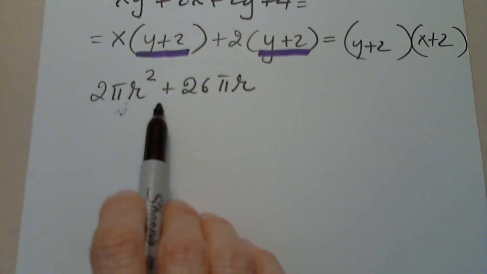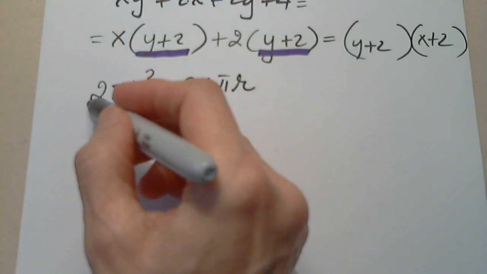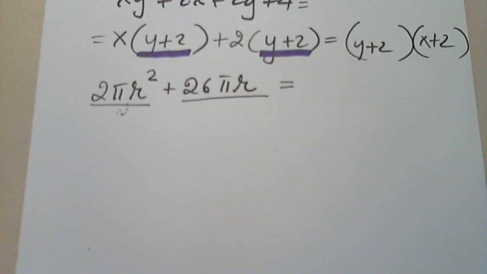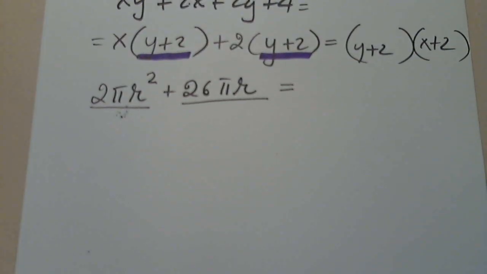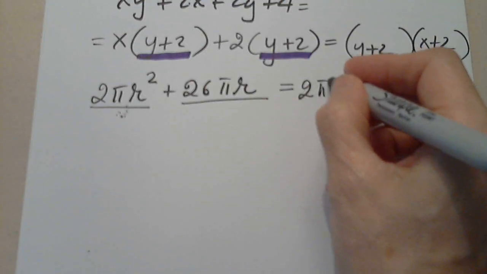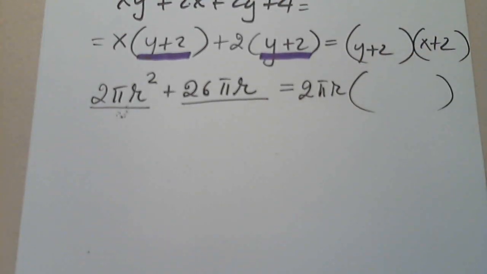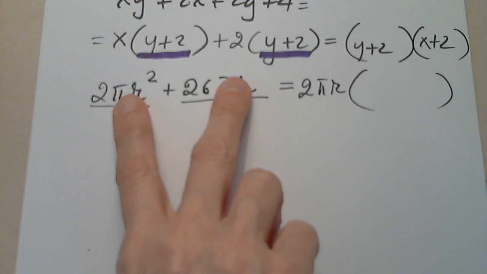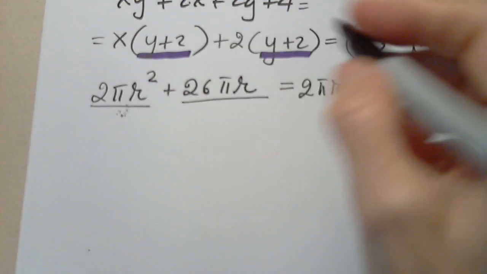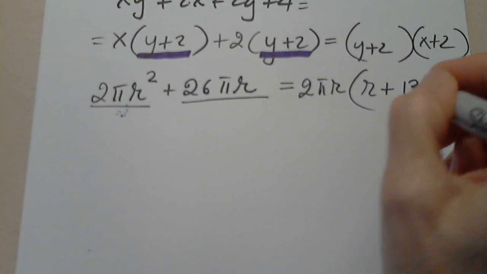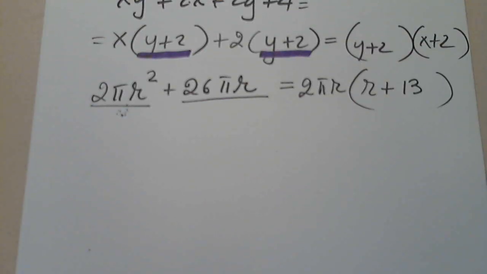2 pi r squared plus 26 pi r. What do these two have in common? When it comes to the variable, it's always easy. You have to choose the lowest exponent. So yes, it is 2 pi and r. I started with 2 terms. I have to have 2 terms in parentheses. And those are? r plus 13. That's it. And this is it. Very good.